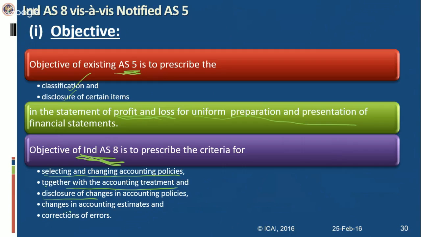Changes in accounting estimates, we are not clearly describing their treatments. And correction of errors, how will you do the correction of the errors which have taken place in the years prior to this particular year? So I think the objective must be clear of both the accounting standards, Ind AS as well as AS 5.